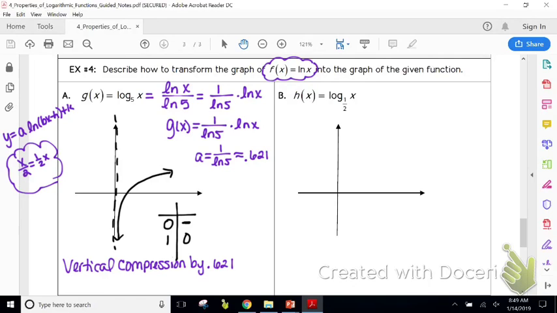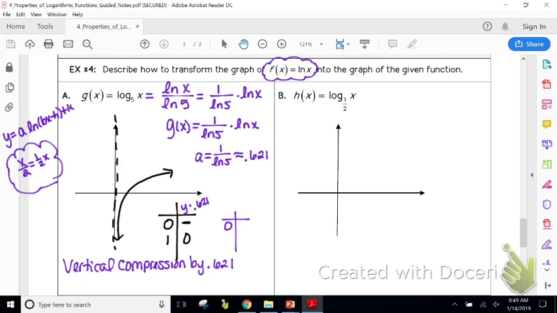Is that vertical compression going to affect your x or your y? Vertical compression, does it affect x or y? Is it inside with the x? No, so it doesn't affect the x, so it has to affect the y. And so what are we going to do to our y's? Do we add, subtract, multiply, or divide by that 0.621? It says a times log, doesn't it? So you're going to multiply by, technically it's the 1 over natural log of 5, but I'll let you get by with the 0.621.